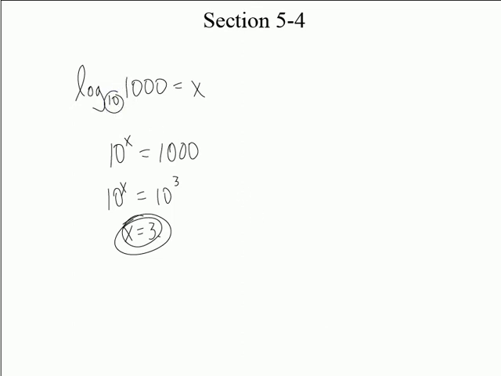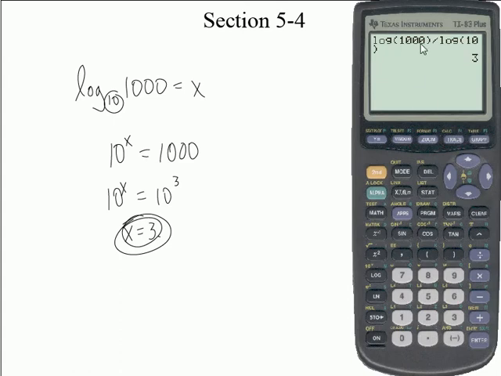Now check this out. I can do this even easier. I went through this whole change of base theorem: log of 1,000 divided by log 10. But watch this. I can just hit the log button, and I can just hit 1,000. Equals, boom, same thing. What happened to this log 10 thing? So what must log 10 really be equal to then? 1.